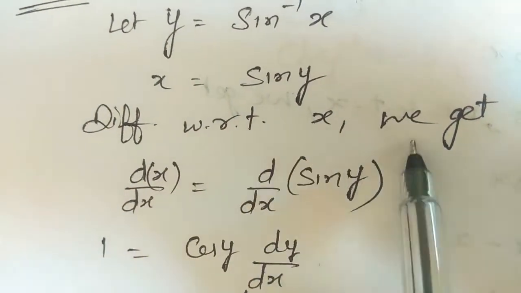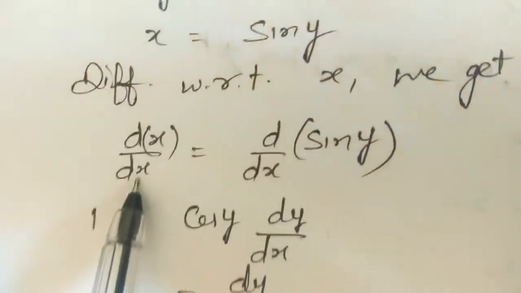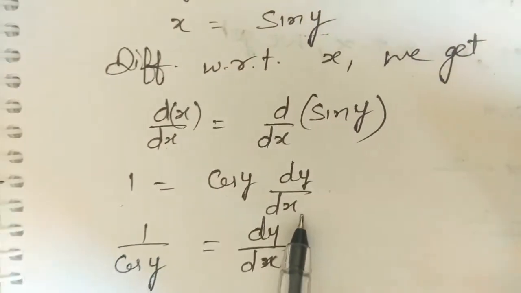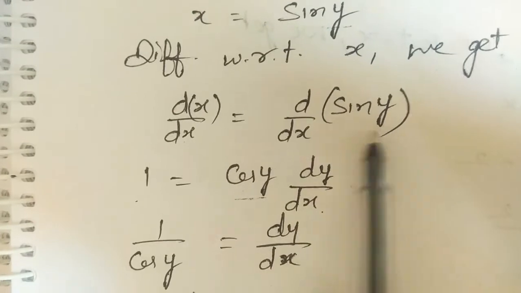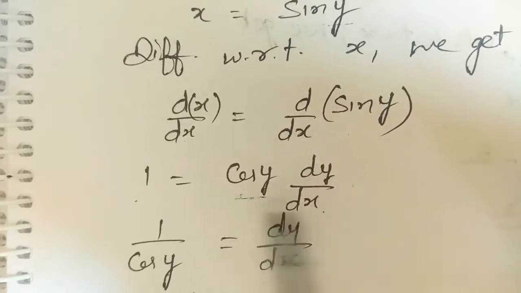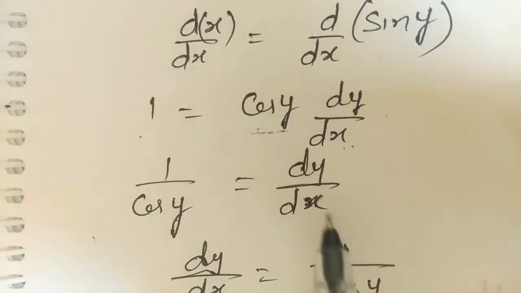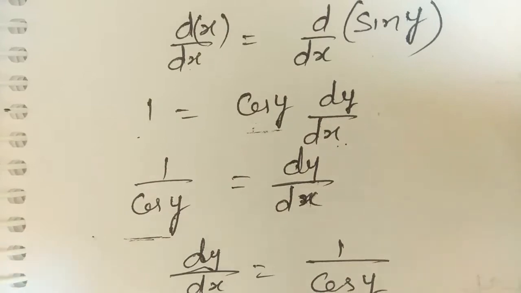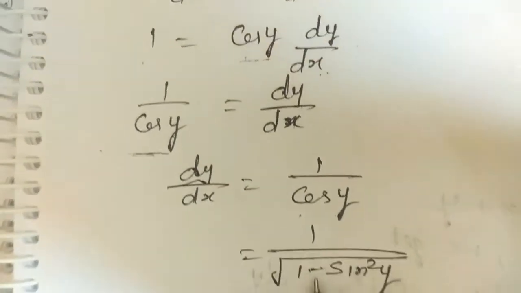Differentiate with respect to x on both sides. So we get x with respect to x will be 1 and sin y derivative will be cos y into dy by dx. In last question we have discussed about it. So sin y derivative is cos y into dy by dx. Then cos y we will divide in left hand side. So we will get dy by dx is equal to 1 upon cos y. But our question is in the form of x. Then we have to find out derivative also in the form of x.